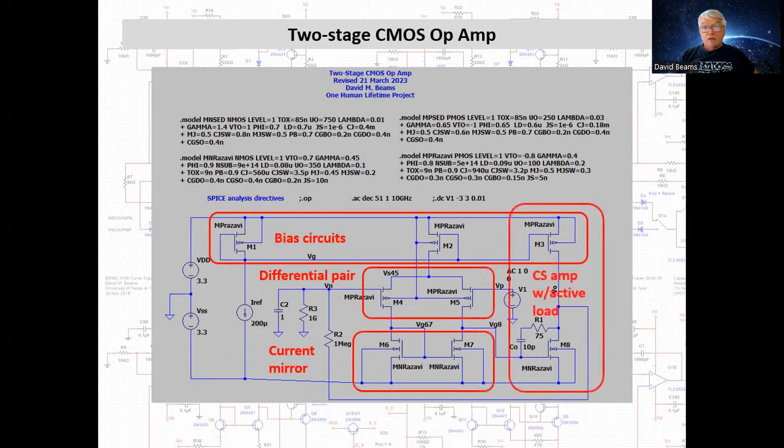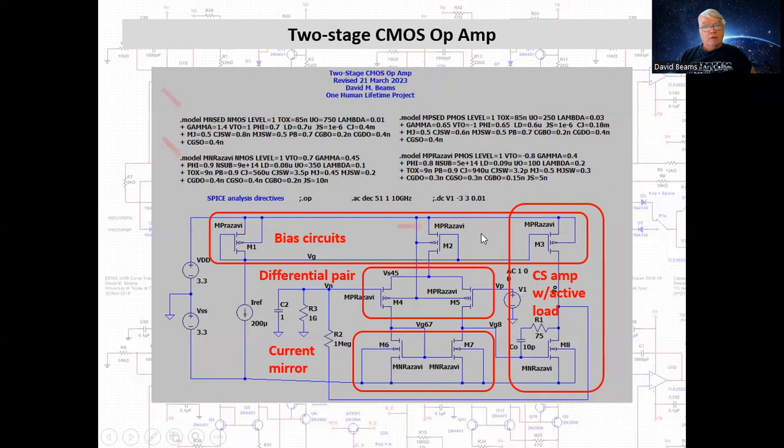And the second stage is this common source amplifier with an active load. That is the output stage of the op-amp. And I've overlapped the rectangles of the bias circuits and the common source amplifier to emphasize that MOSFET M3 here is part of the bias circuits, but it is also the load of the common source amplifier.